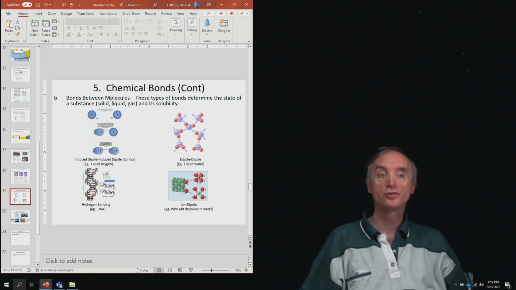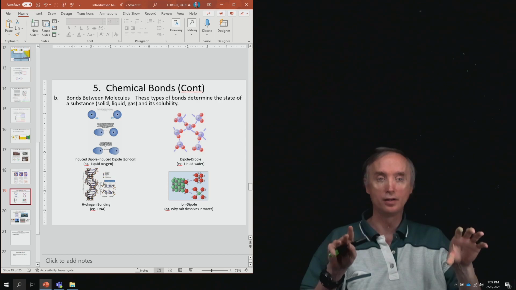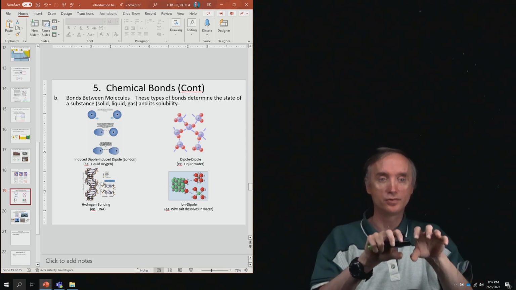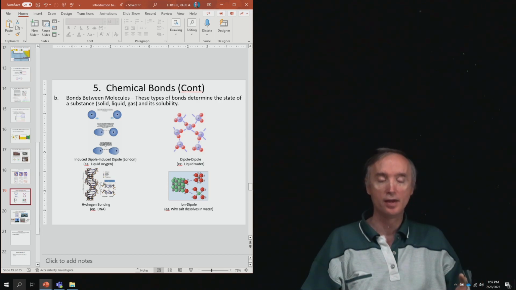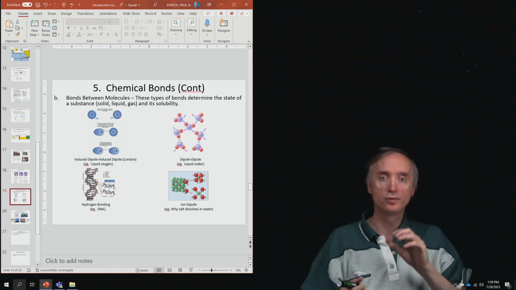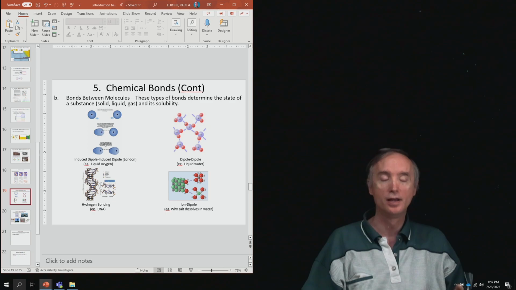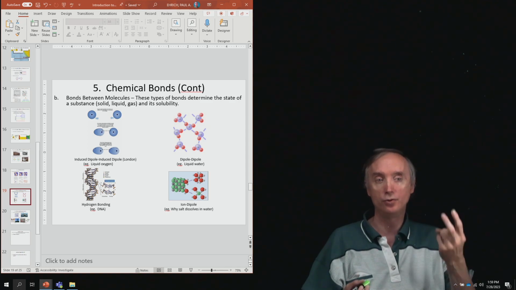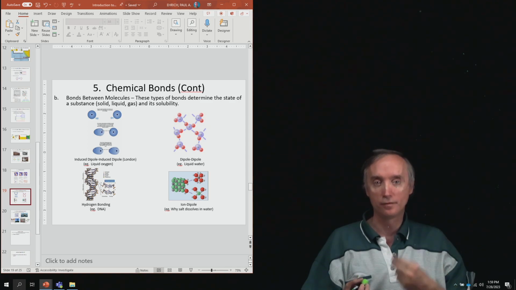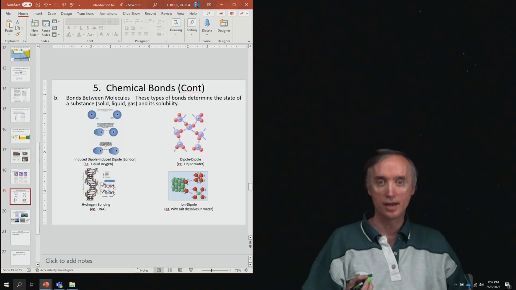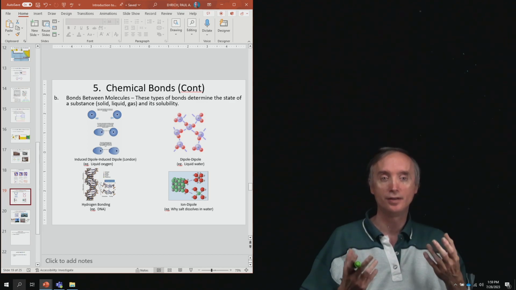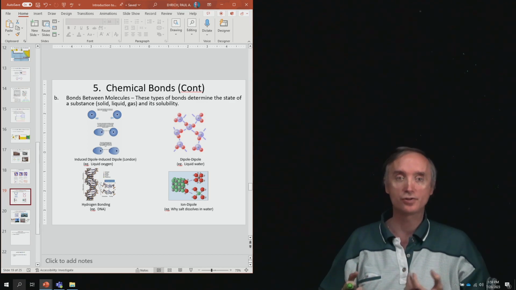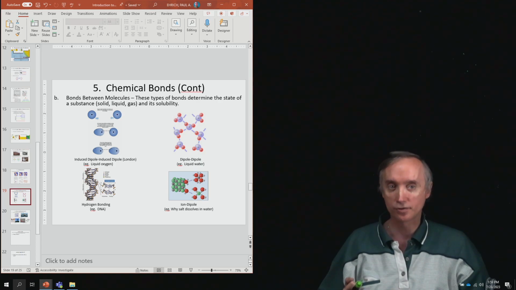Okay, now we want to talk about how different molecules can hook together to make a larger structure. So here are four different examples of molecular bonding. Of these four, you only need to know two of them for purposes of the exam. And then I will just show you the other two in case you're interested. And you are interested, right?